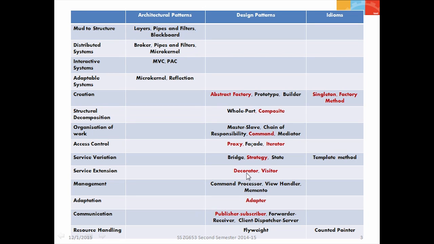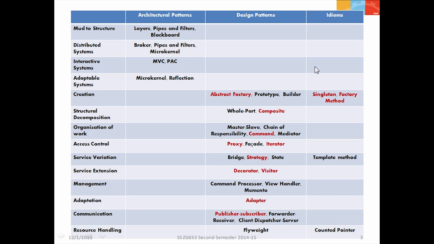Now, these are the purposes: to create an object, for structural decomposition, for organizing work. These are all purposes in a row, and then these are the different patterns that are there. Now in this lecture series we will not cover all of them, but at least cover some important design patterns, and the ones that we're going to cover are indicated in red color. For example, we are going to learn factory pattern, composite pattern, command pattern, proxy pattern, and so on.